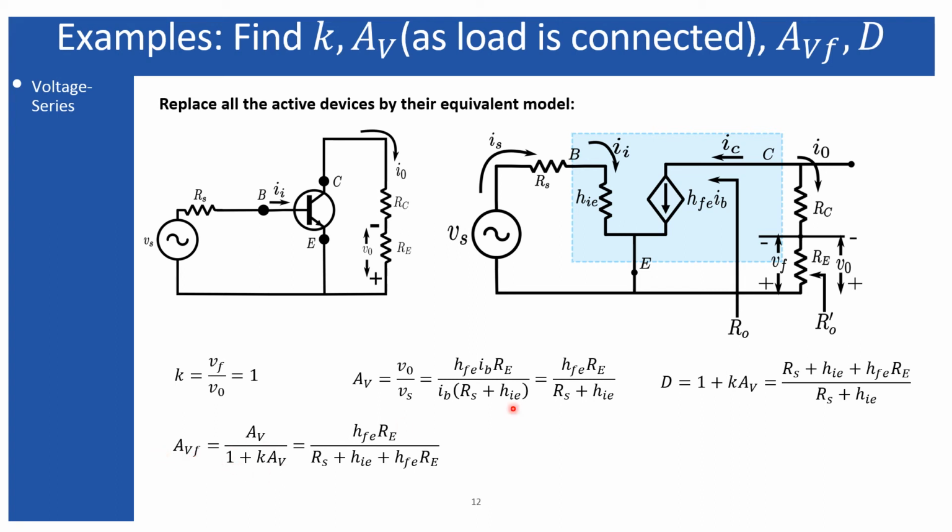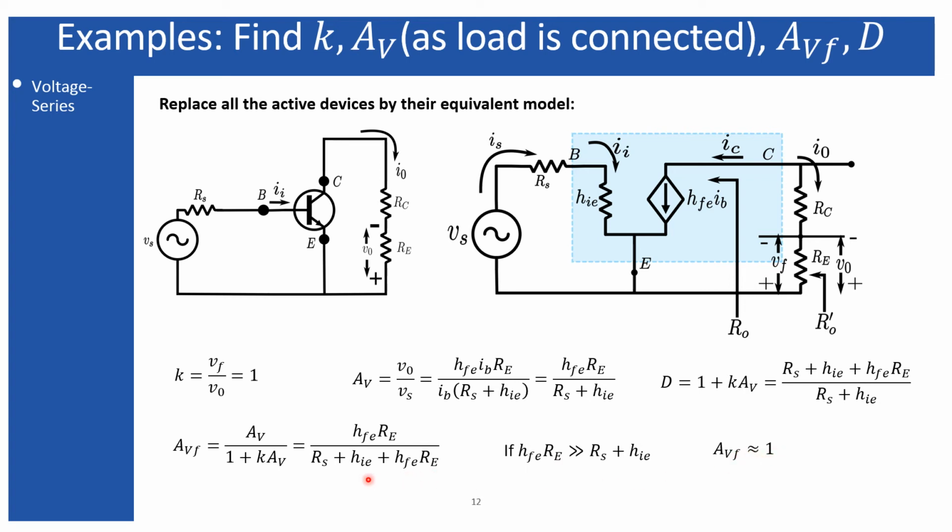And finally, if you place all of this expression, you will have this expression for the with-feedback voltage gain. And if hFE Re, you'll consider it is very greater than Rs plus hie, which in general is true, then AVF will be approximately equal to 1.